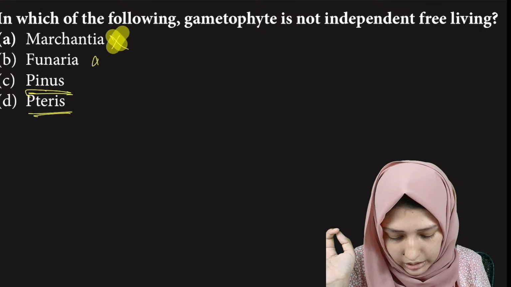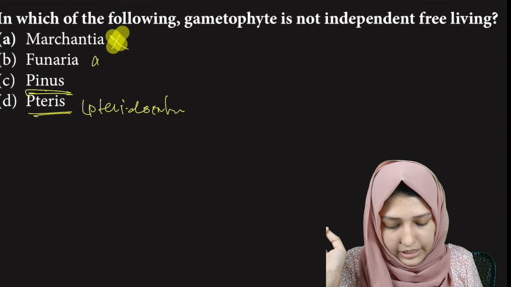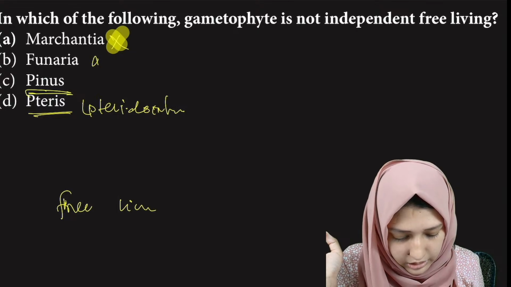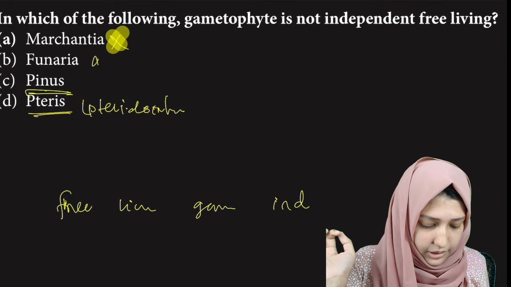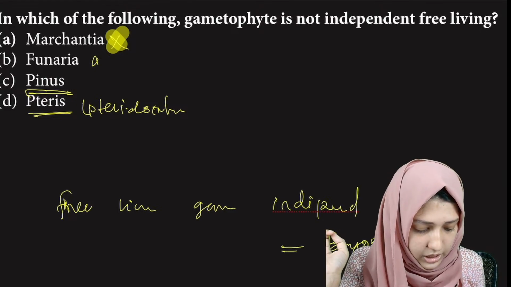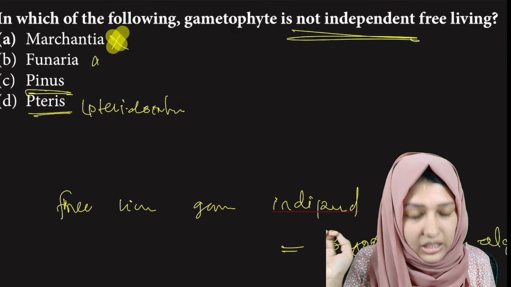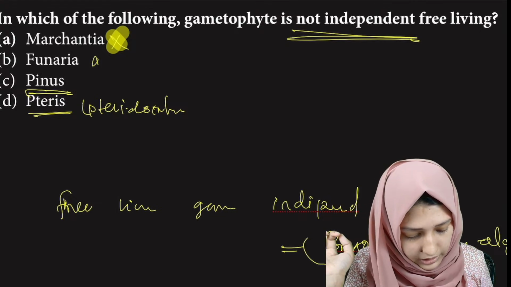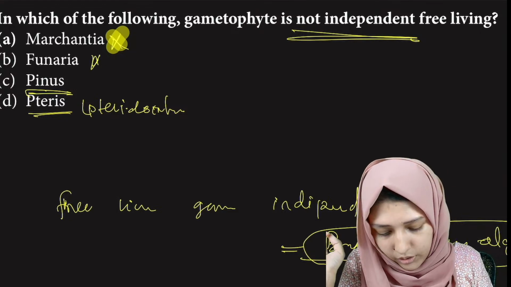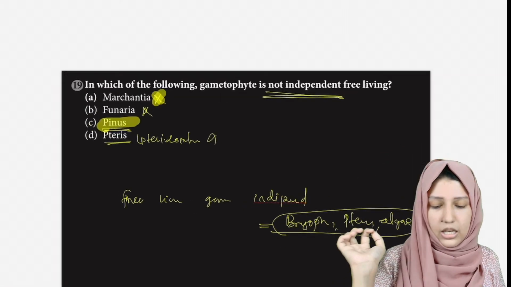And Pteris is again a pteridophyte. So the free living, independent gametophytes are seen in Bryophytes, Pteridophytes and Algae. The question asks for not independent, so the answer should be something other than those. Marchantia is a Bryophyte, Funaria is an Algae and Pteris is a Pteridophyte. So the answer comes to be Pinus, which is a Gymnosperm.